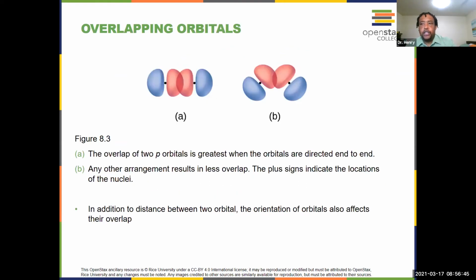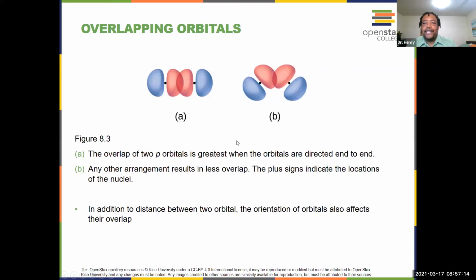So there are two things. The orientation, whether it's a py or pz, because you're not going to have a py from one and a pz from the other overlapping. You want them to be in the same type of orientation, because that way you're maximizing that overlap. Okay, does that make sense? Yeah. Okay, good.